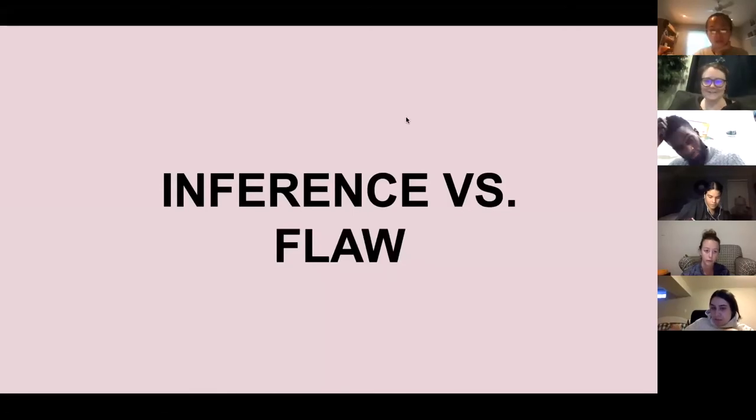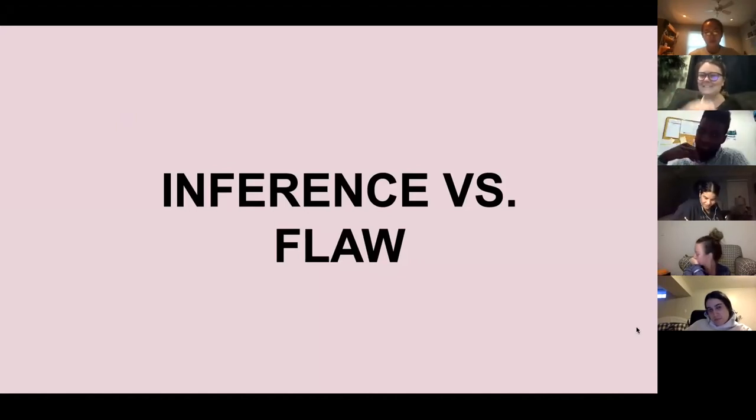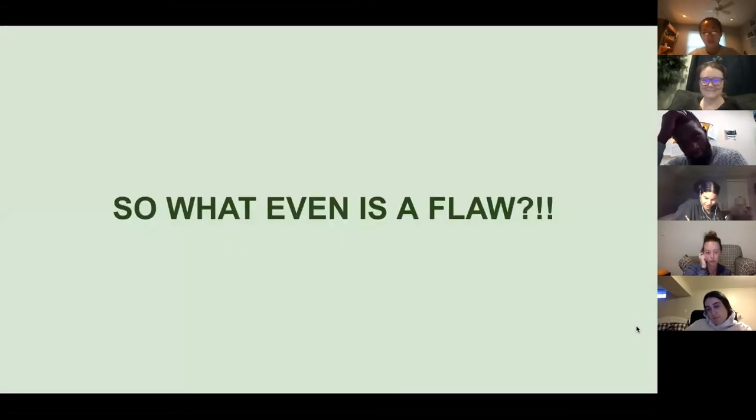All right, so earlier we talked about the difference between an inference and a flaw, right? So Giovanna, what is an inference? A valid conclusion. Yes, excellent. And then what is a flaw? Ahmed, what is a flaw? An invalid conclusion. Yeah, excellent. And an invalid conclusion means that our premises are not enough to guarantee that conclusion.